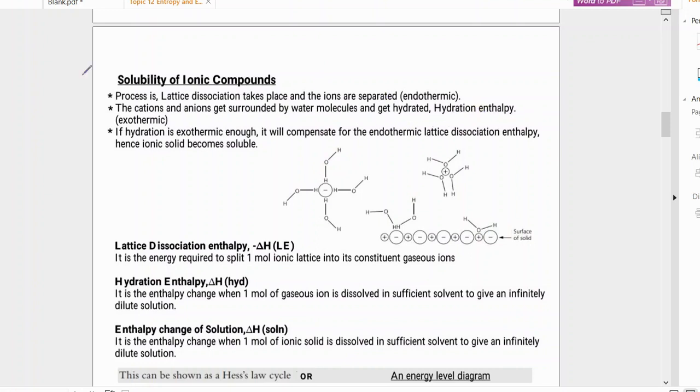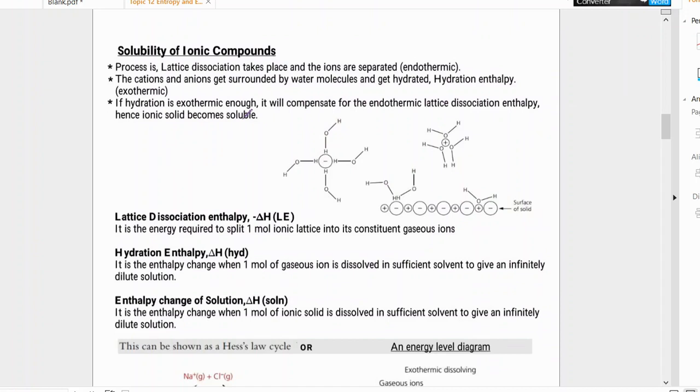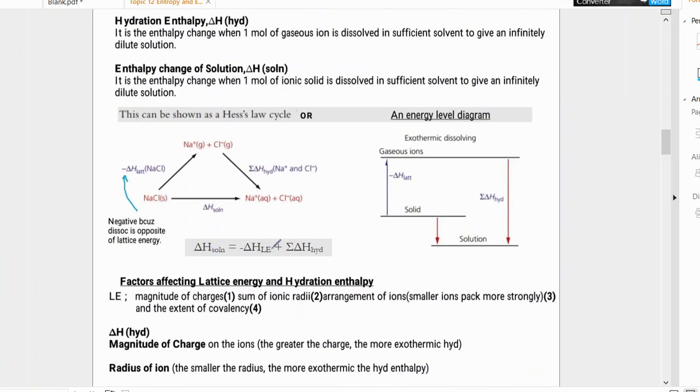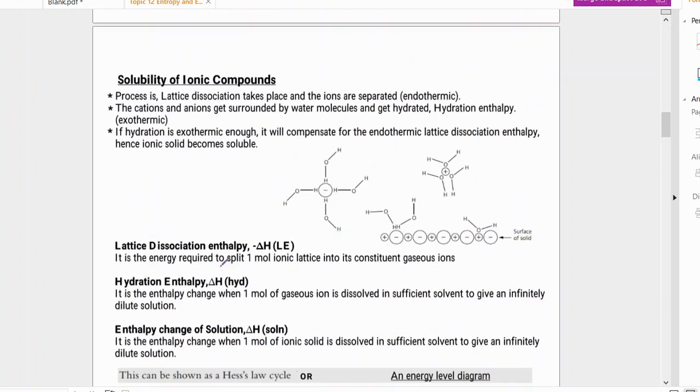Therefore, hydration enthalpy occurs, which is exothermic, and this is endothermic. So, if hydration enthalpy is exothermic enough, it will compensate for the endothermic lattice dissociation enthalpy. Hence, the ionic solid becomes soluble. Why does it become soluble? Because of this. This is positive. This is negative. If hydration enthalpy is exothermic enough, then the enthalpy change of solution will be exothermic. If the enthalpy change of solution is exothermic, then dissolving is happening, solubility is feasible. Therefore, the ionic compound is soluble.